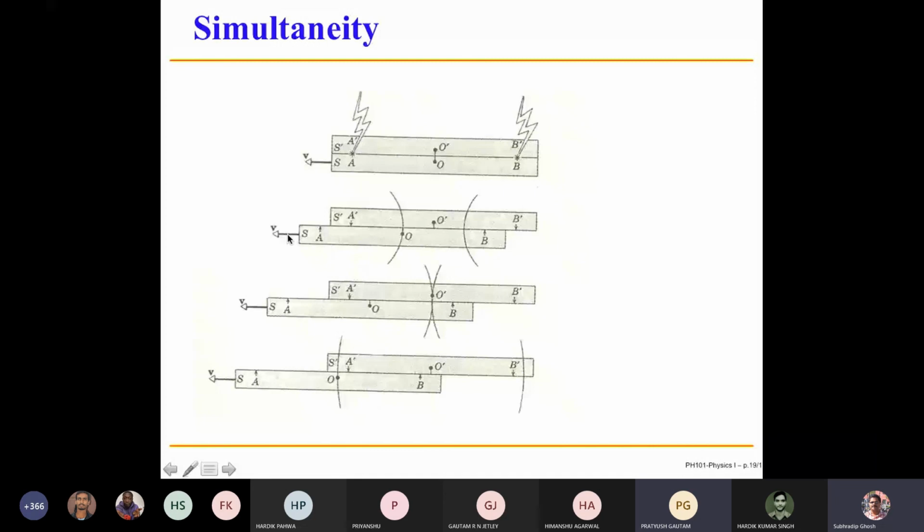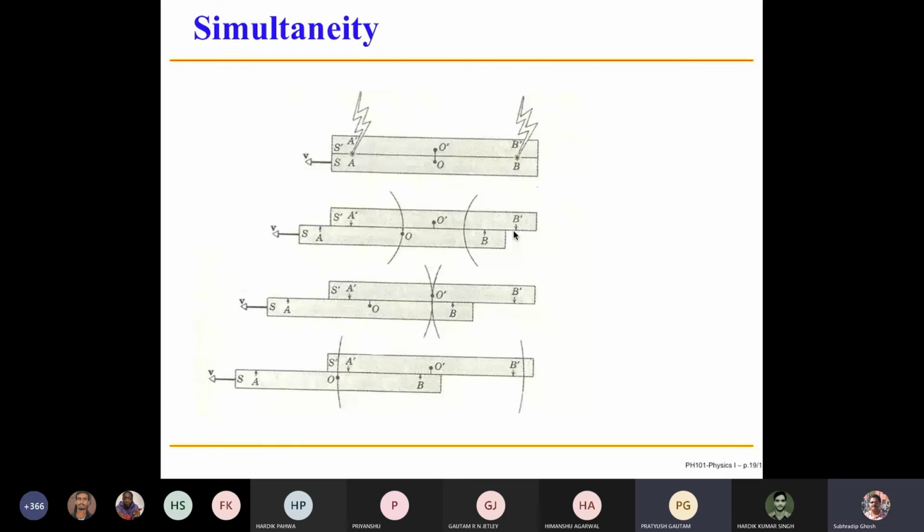So when the lightning has struck and S prime considers them to be simultaneous, the light from BB prime would be taking a longer time to reach the point O. Before that, the light from A prime will reach O. So you see here the distance is shorter than this distance. As a result, for the observer at S, the event AA prime will happen before the event BB prime. It's the exact opposite of what was inferred by the observer in S prime. Therefore, what is simultaneous in one inertial frame is not simultaneous in another inertial frame, although in each inertial frame their own clocks are synchronized.